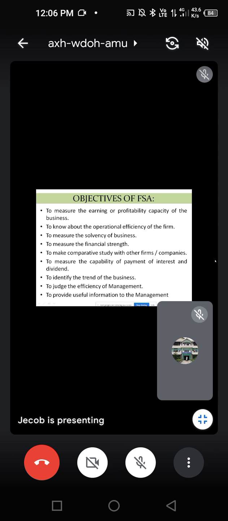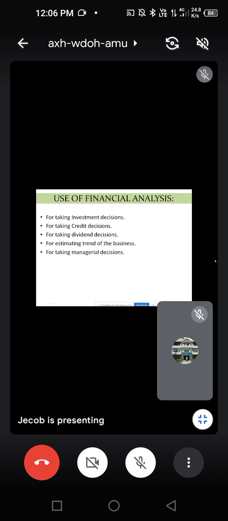So these are the certain objectives with which we generally apply the concept of analysis of financial statements, or we analyze the financial statements, right? Now, what are the uses of financial statements? So again, objectives and uses, you can write in a similar way.